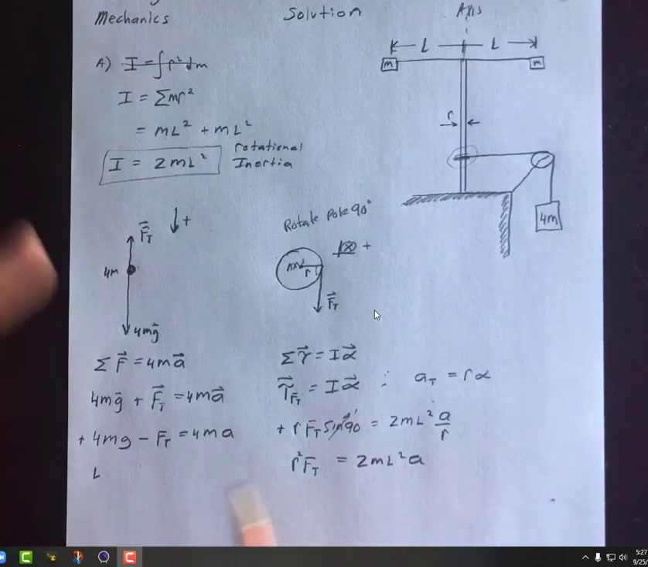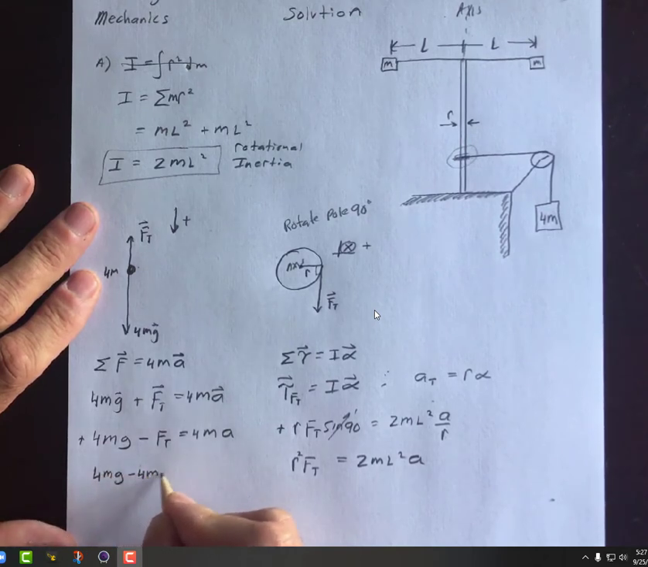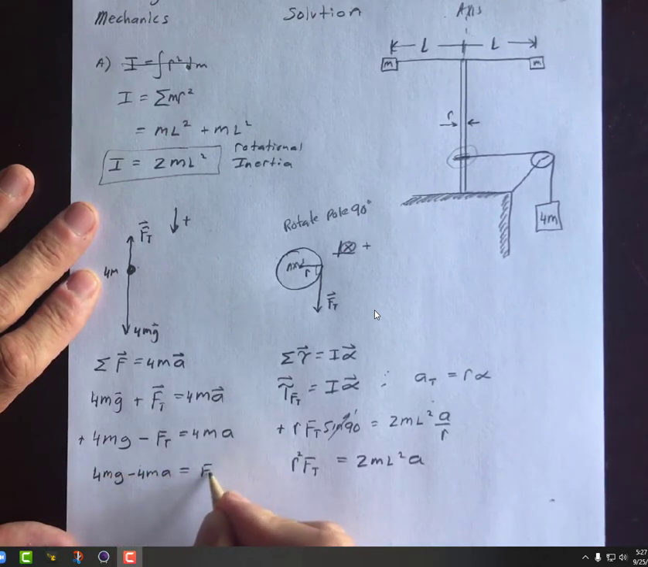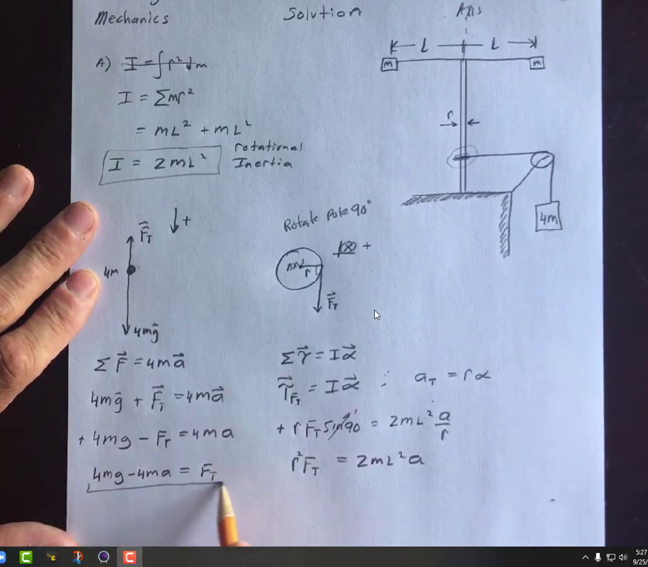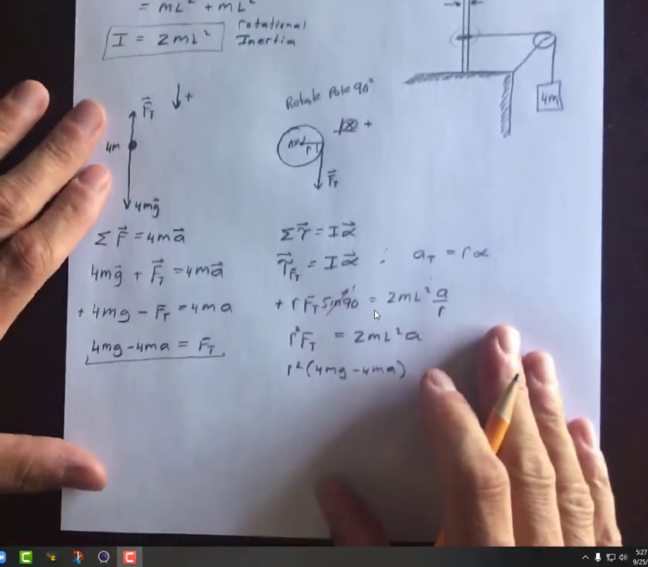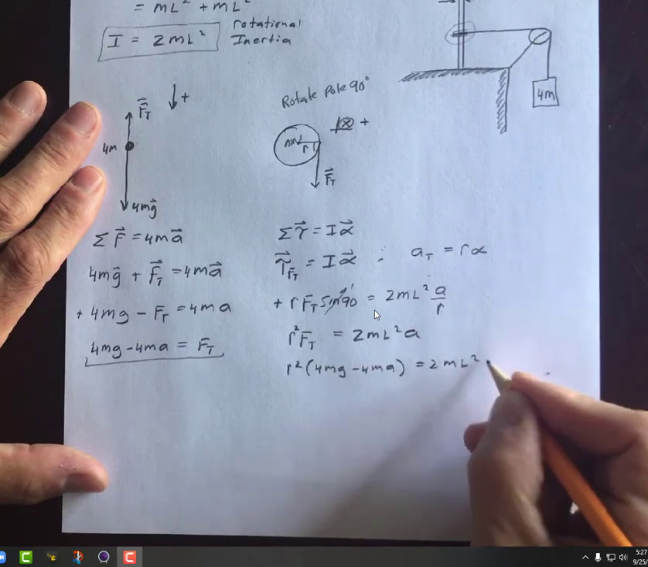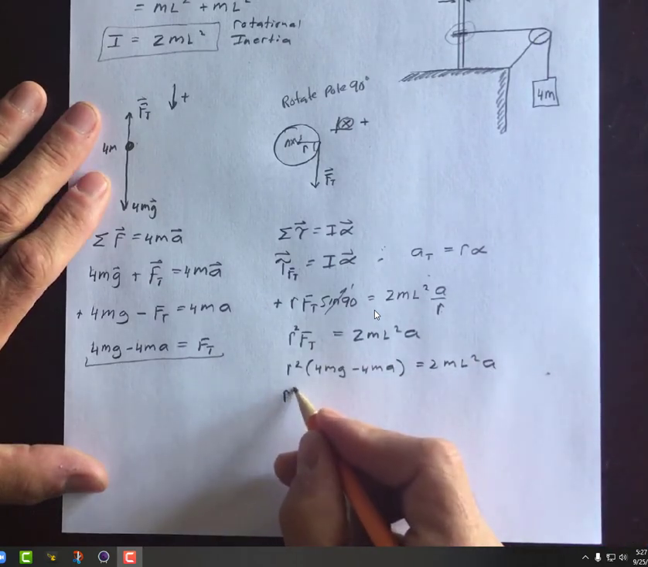So it seems like my preference is going to be to do this, right? 4mg minus 4ma, and set it equal to the tension, and then take this tension equation and substitute it into here. R squared. I'm going to distribute.